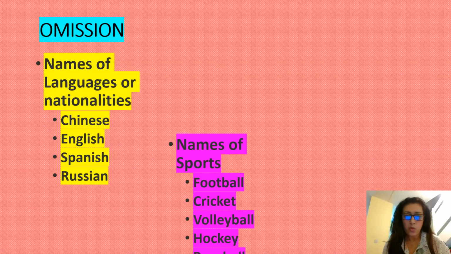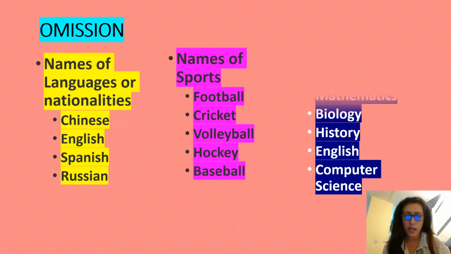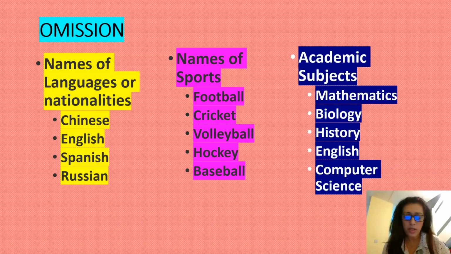Now, let's find out where we do not use the articles. So some common types of nouns that don't take the articles are, the first is names of languages or nationalities like Chinese, English, Spanish, Russian, and names of sports, football, cricket, volleyball, hockey, baseball, and with academic subjects like mathematics, biology, history, English, computer science.